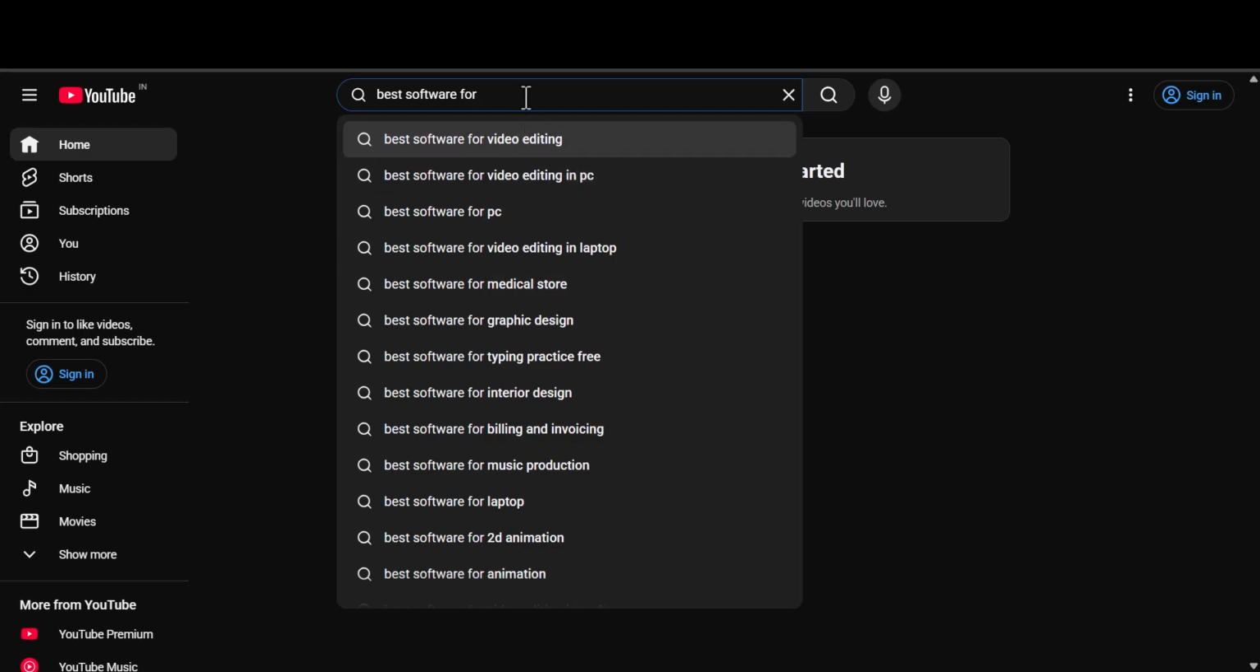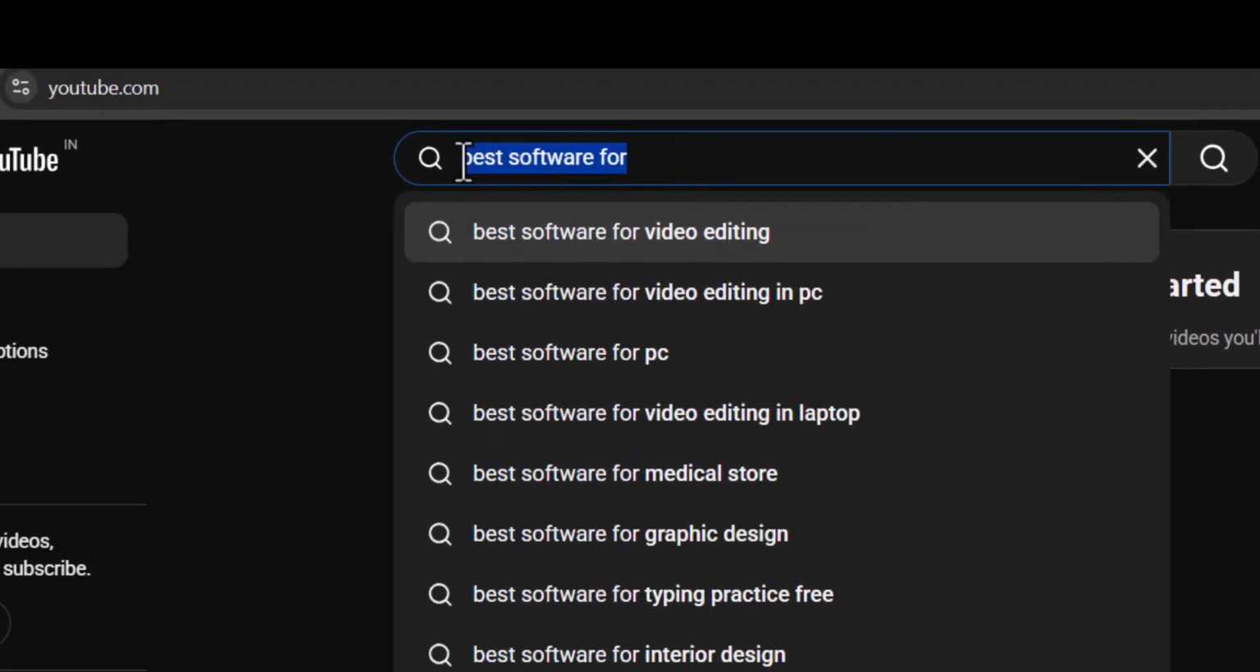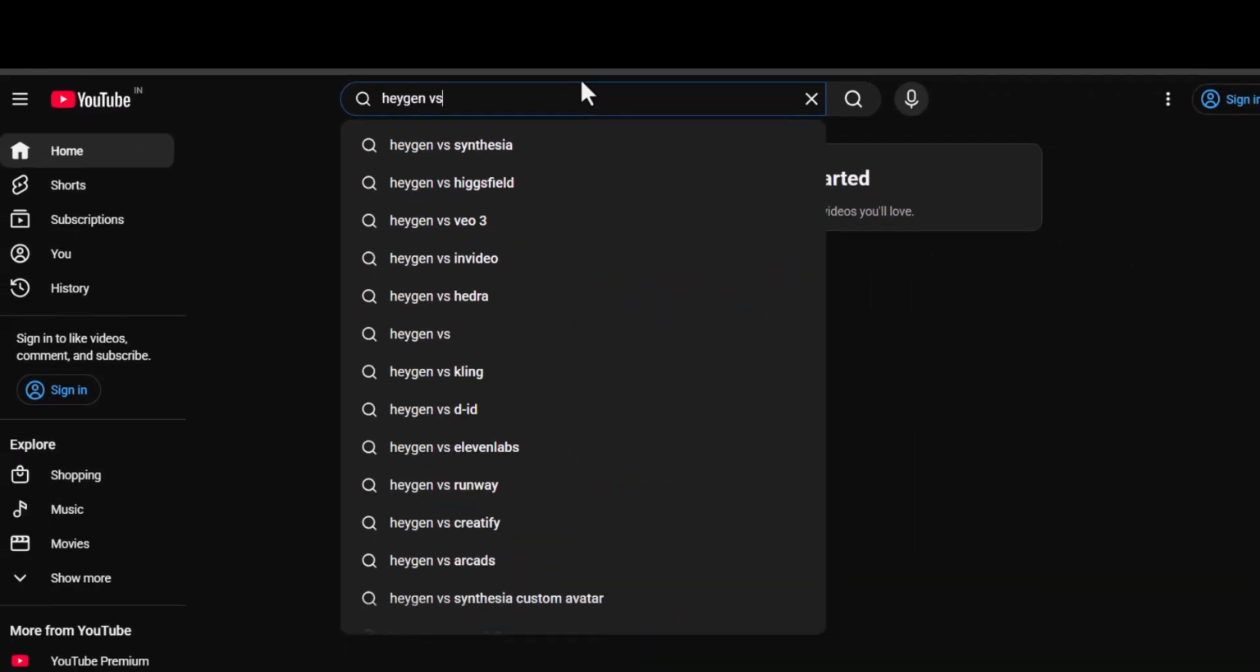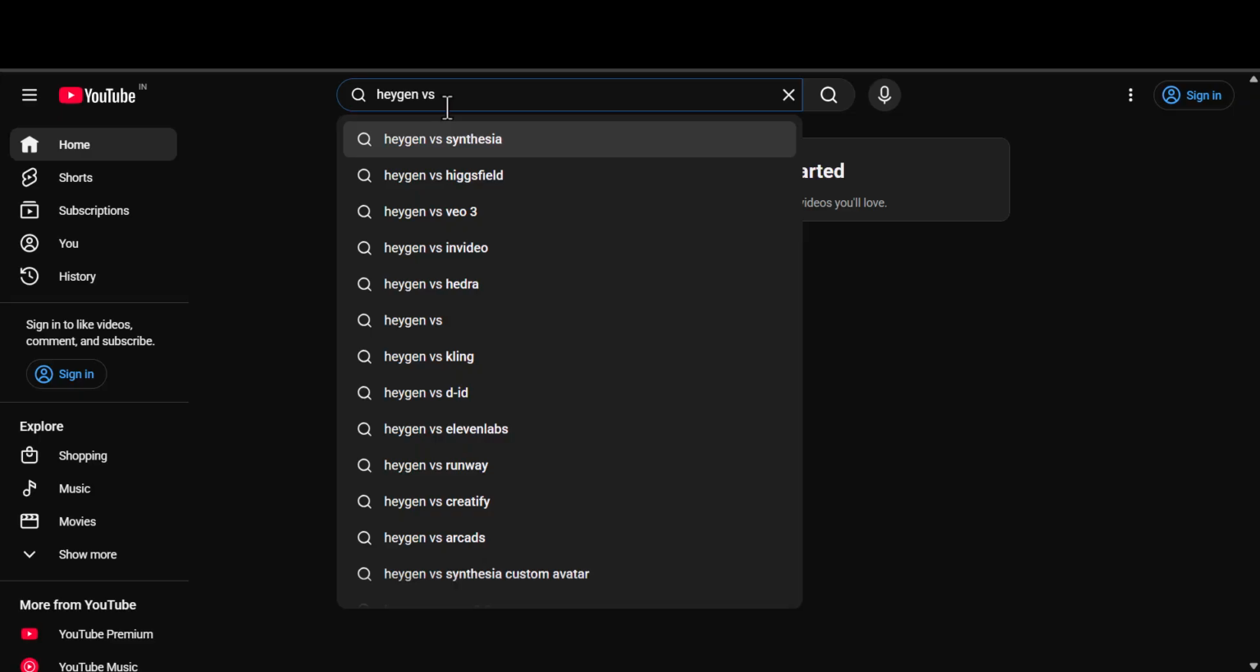But we want to go deeper. We want that micro traffic. So for example, if I just search HeyGen versus, this is a comparison keyword. We already know it is software about AI avatars and those sorts of things. People are looking for alternatives, and that's why they type these comparison keywords. So look at this: HeyGen versus Synthesia, HeyGen versus Higgsfield. The person typing this keyword already knows what the software is. They're just trying to decide which one to buy today.